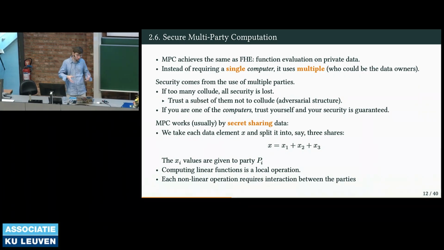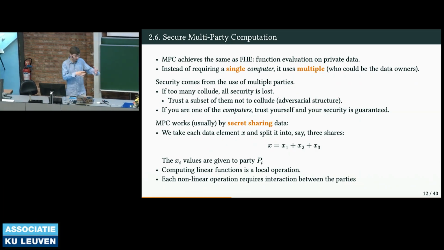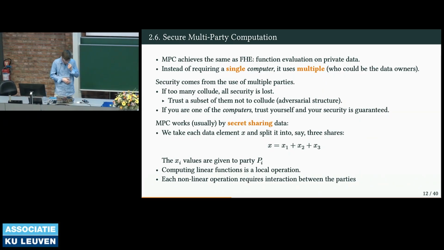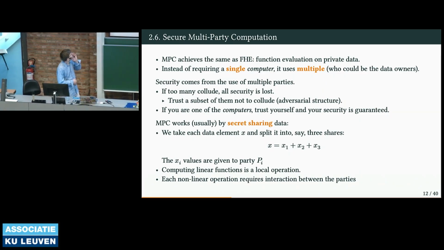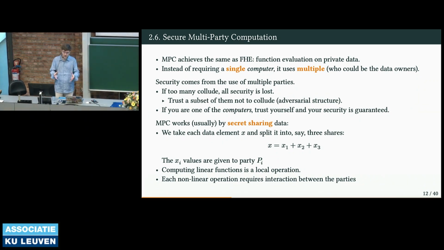And these parties, for example, could be the data owners themselves, or the data owners or the providers can give their data to someone on their behalf. And the security then comes from the fact that we use multiple parties. So there's no encryption scheme that we're going to choose which is going to provide confidentiality.